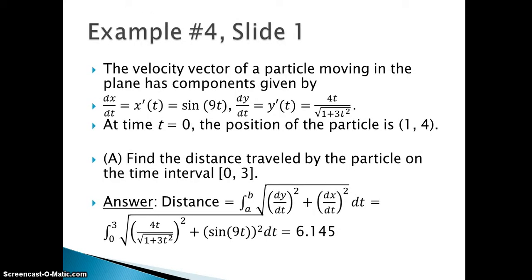So I'll go through one example here so that you can see how we apply this. The velocity vector of a particle moving in the plane has components given by dx/dt, or the derivative of x, is sine of 9t. dy/dt, which is y prime of t, is 4t over the square root of 1 plus 3t squared. And our initial condition, which is very important here: at time 0, the position of the particle is (1, 4).